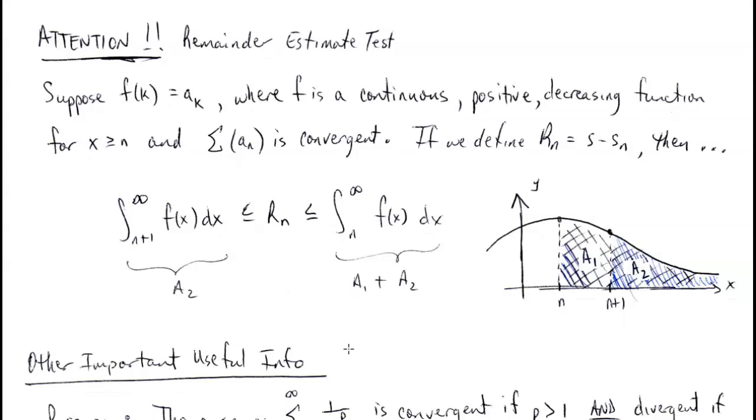So the remainder estimate test basically says if we are considering some function f of k, which is going to be a sub k. We're basically saying that this a sub k is a sequence, and we know that it is a function of k, and we're assuming that k is some natural number here. Okay, so that's the first thing.